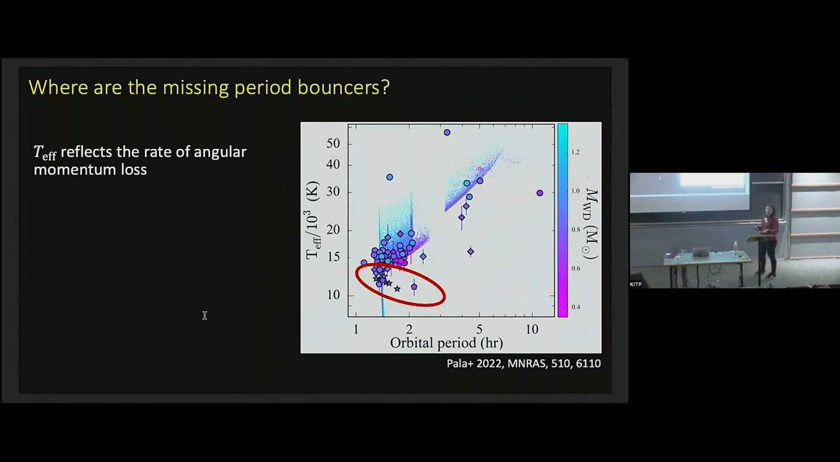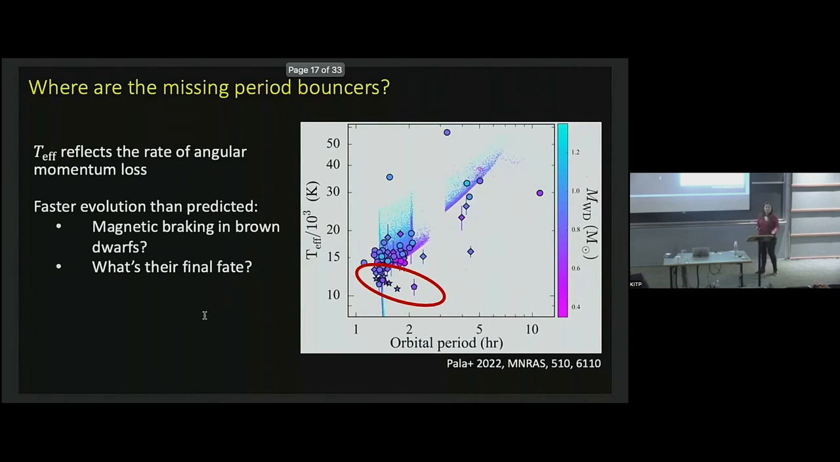And if they are accreting at a higher rate, maybe they are evolving faster. So if they are evolving faster, they are staying around for a shorter amount of time, and that could explain why they are not so numerous as we believe. But what could be driving such faster evolution?